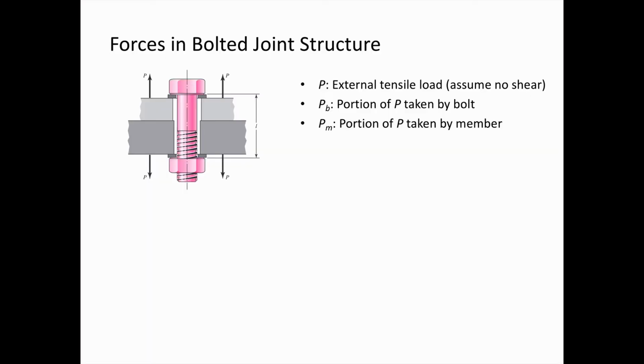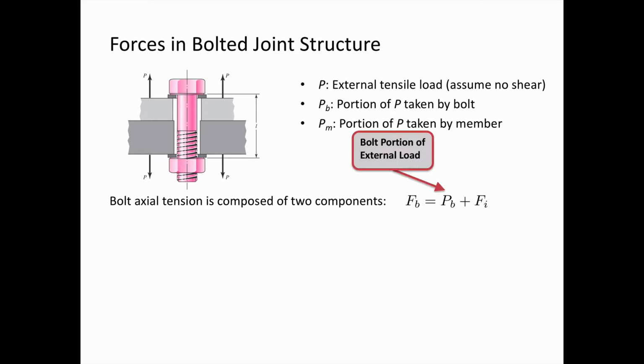This next section focuses on bolt preload and external tensile loads. Recall that P is the external tensile load. Here we're assuming there's no shear. P sub B is the portion of the external load taken by the bolt. P sub M is the portion of the external load taken by the member. Bolt axial tension is composed of two components. We have the portion of the external load taken by the bolt plus the preload that we discussed earlier.